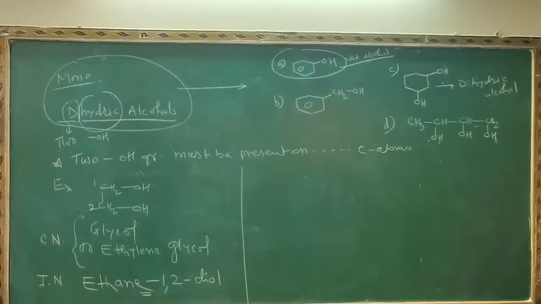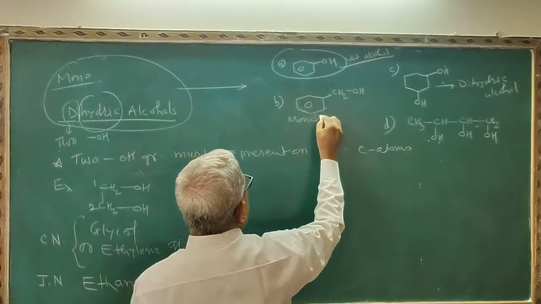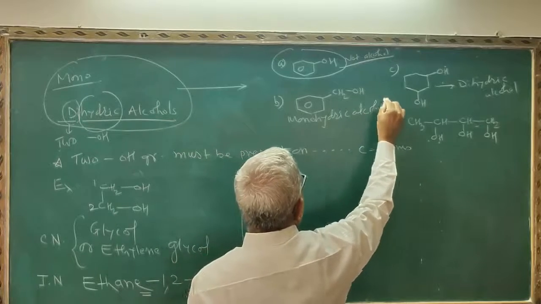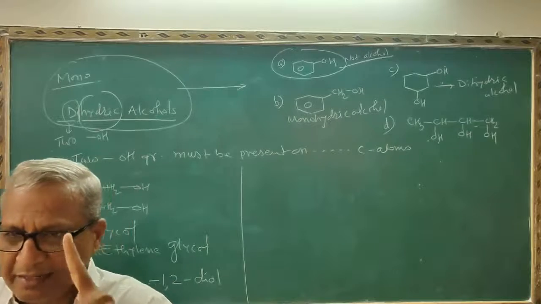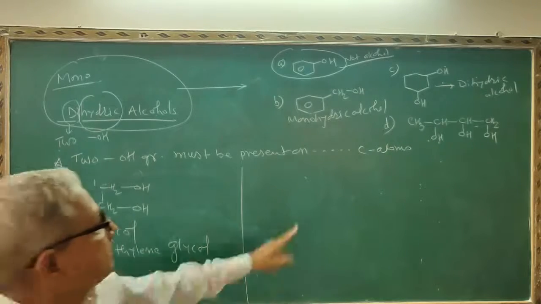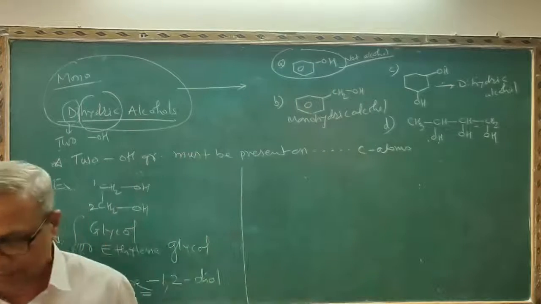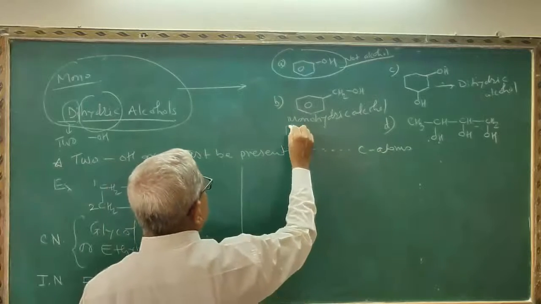Next question. Which of the following is a monohydric alcohol? Answer is B. This is a monohydric alcohol because it contains only one OH group. It is attached to the sp3 hybridized carbon atom. In this case, it is attached to the sp2 carbon atom. In detail, this is a benzylic alcohol.